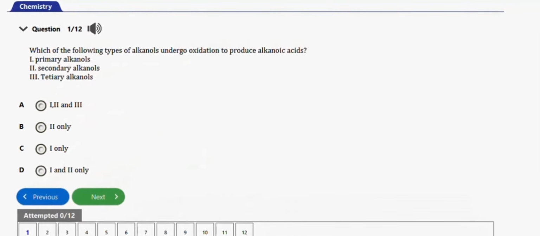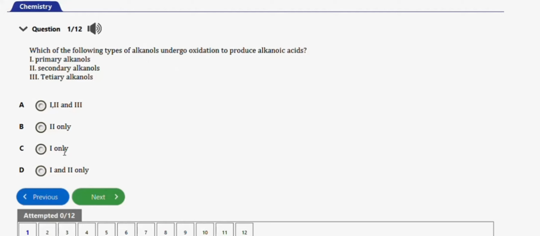In this video, we're going to learn how to solve these chemistry problems under alkanoic acid. So guys, we have 11 repeated questions to practice with in this video. Let's get started. The first question says, which of the following types of alkanols undergo oxidation to produce alkanoic acid? So we have primary alkanols, secondary alkanols, tertiary alkanols. So the right answer would be primary alkanols, right? So I only is the correct option, which is option C.